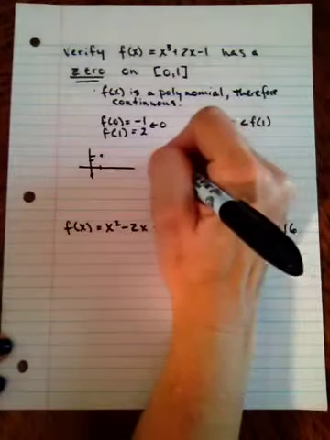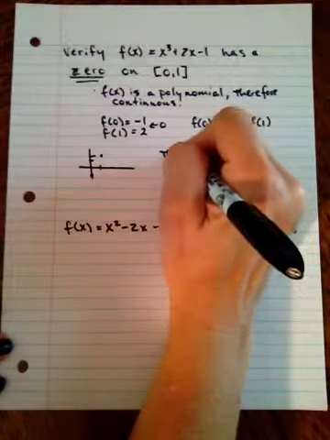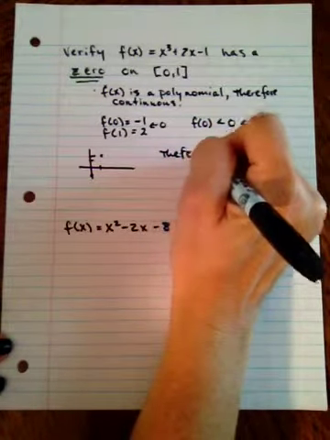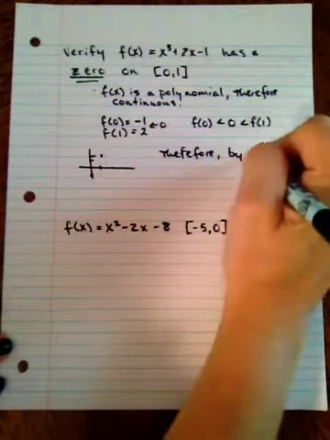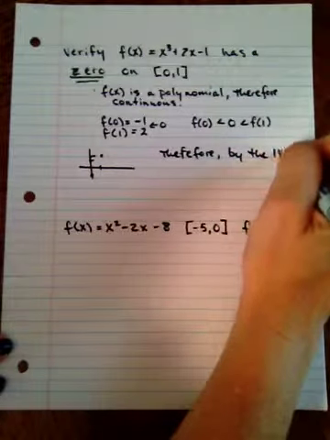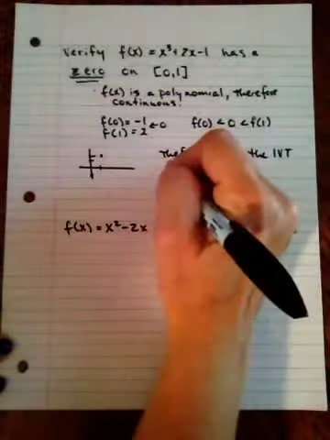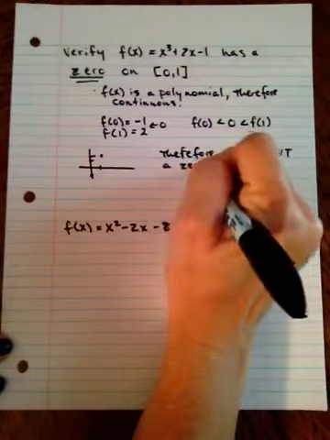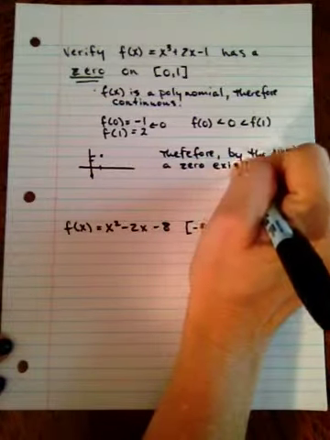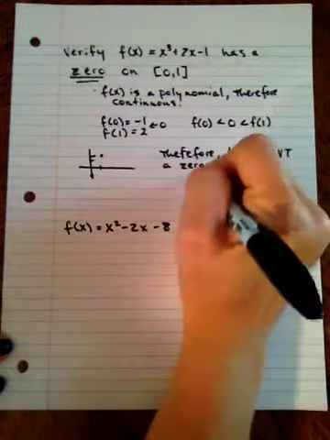So I can say, therefore, by the IVT, the intermediate value theorem, a 0 exists on 0, 1.